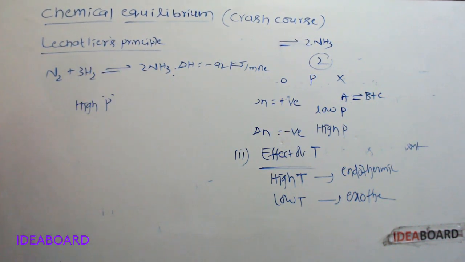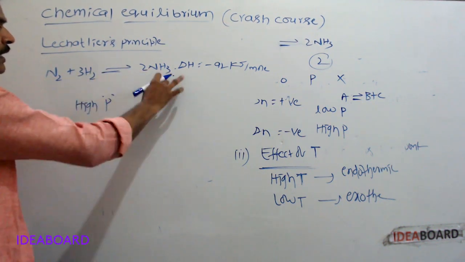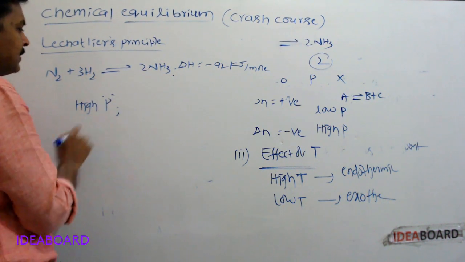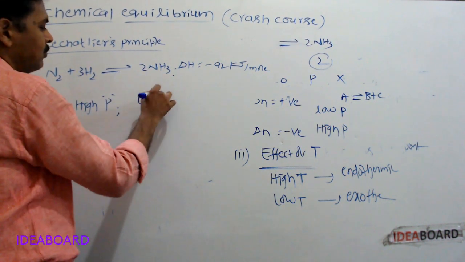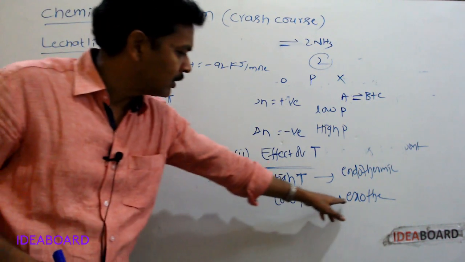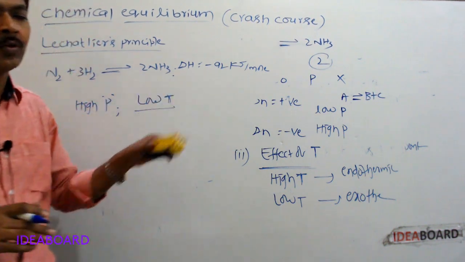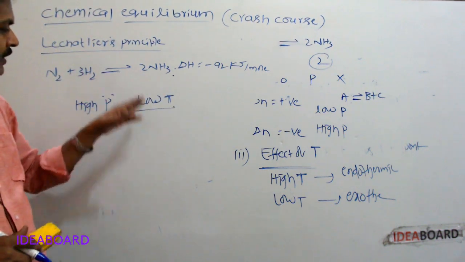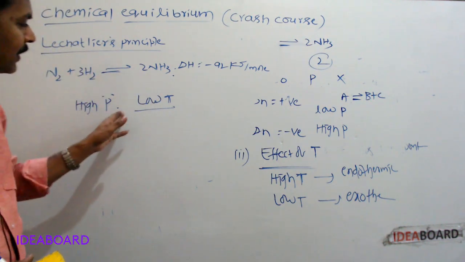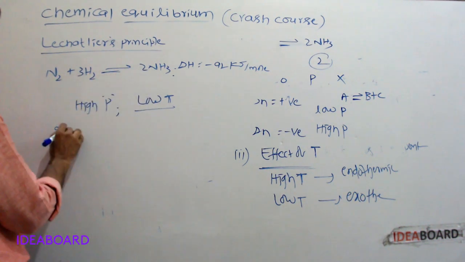High pressure is favorable because for this reaction the number of moles decreases from 4 moles to 2 moles. Temperature, low temperature is favorable because low temperatures favor exothermic reactions. But at very low temperature, the rate of reaction is very slow. That's why an optimum temperature is maintained. This is Haber's process.